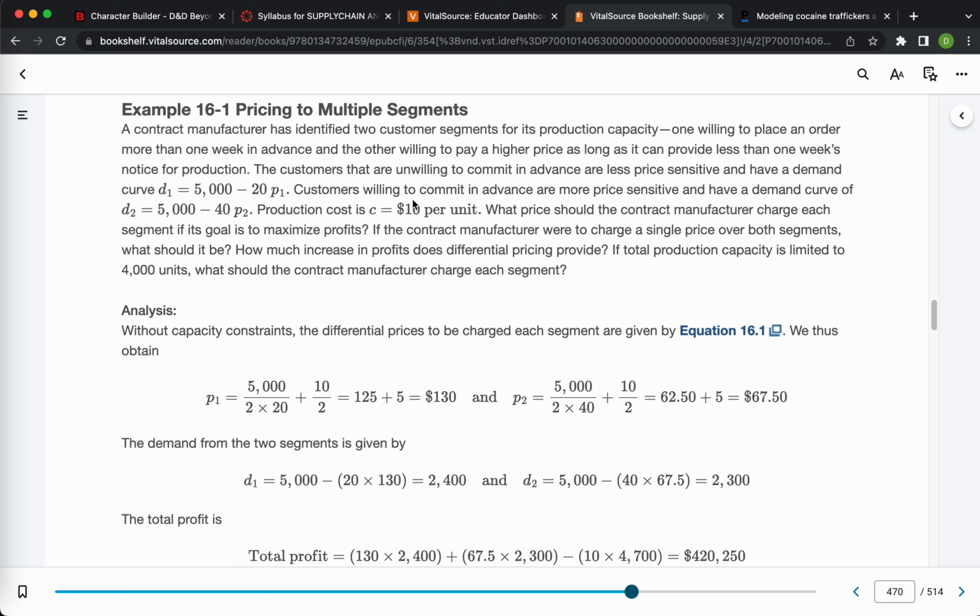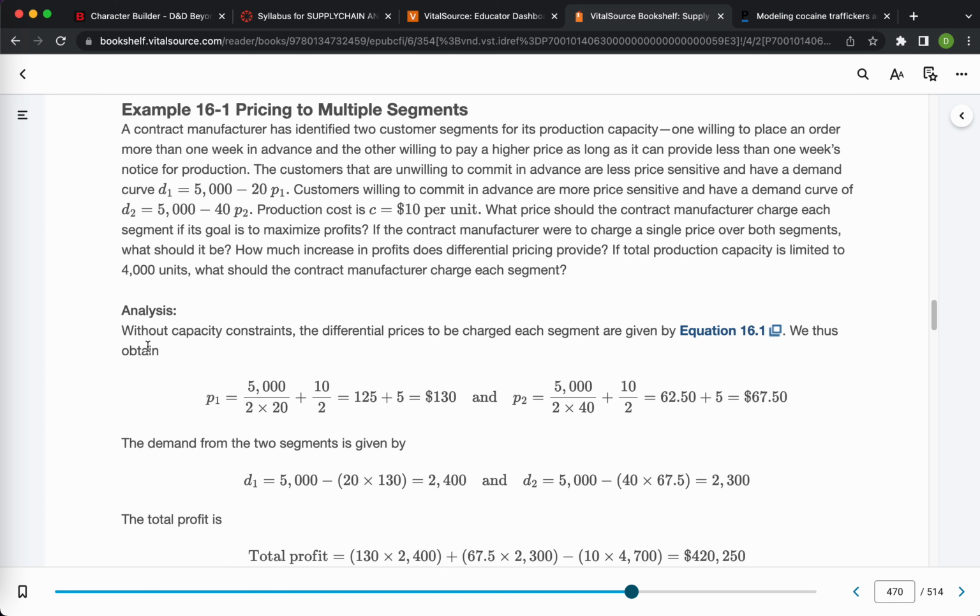Now, let's assume that the production cost is $10 per unit. The question is, what price should the contract manufacturer charge each of the segments to maximize its profit? So first, let's solve this problem assuming that there are no capacity constraints, and then we'll assume that there is a capacity constraint of 4,000, and then we'll see how this problem changes, right?